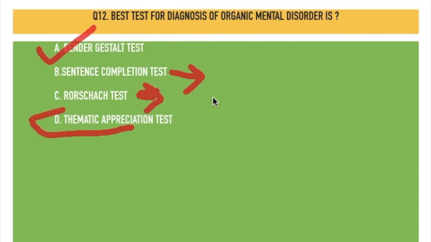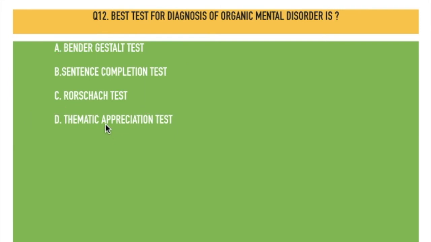And next, thematic appreciation test. Thematic appreciation test is used for finding out the individual perception and interpersonal relationships. So that is thematic appreciation test. So the diagnosis test for organic mental disorder is Bender-Gesalt test. Next, question number 13.